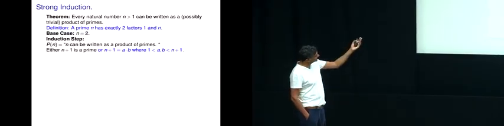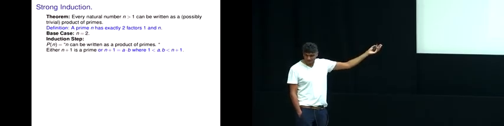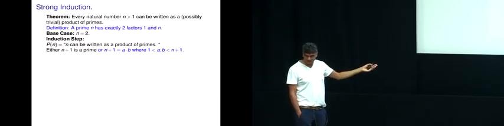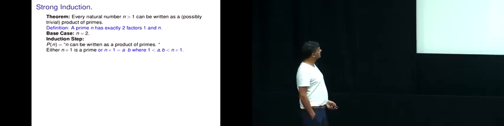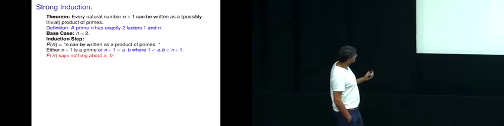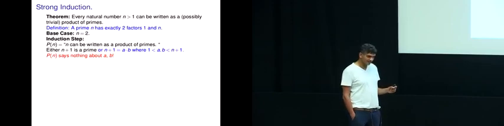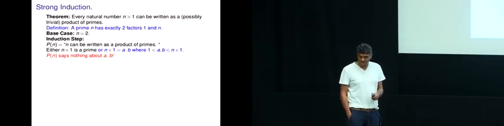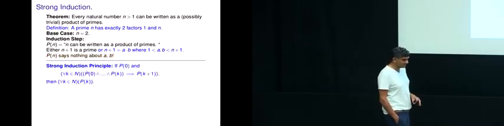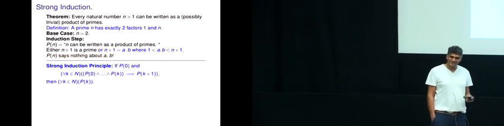What we want is to know something about a and b, whether they can be written as a product of primes. So P of n says nothing about a and b. It's just a property about n. It says n can be written as a product of primes, but it doesn't say anything about whether a or b can. So what we're going to do is invent a whole new principle.